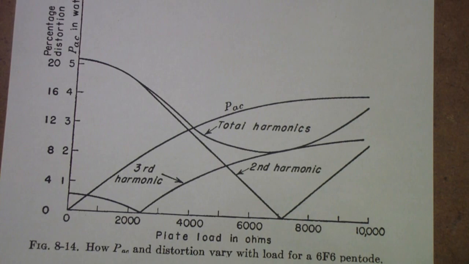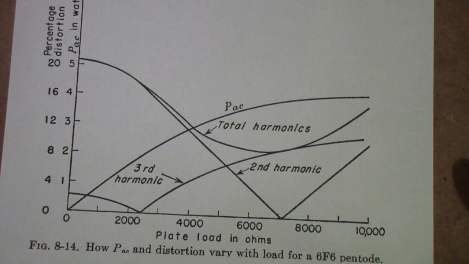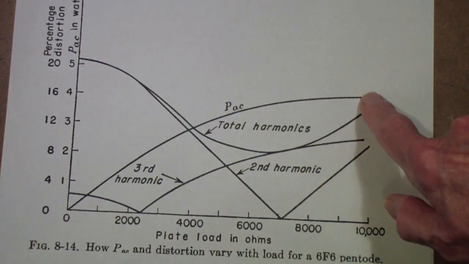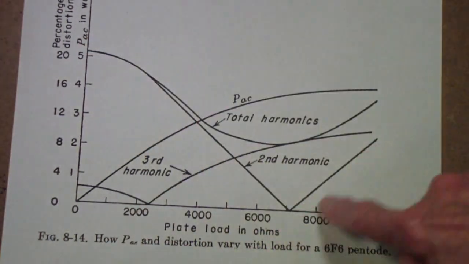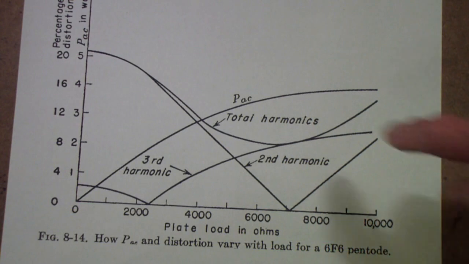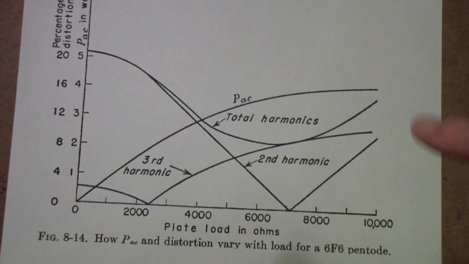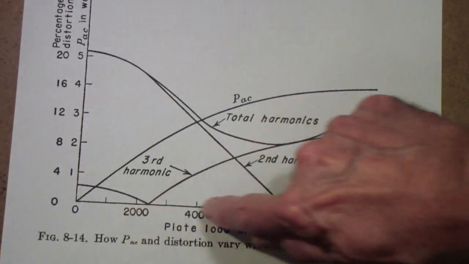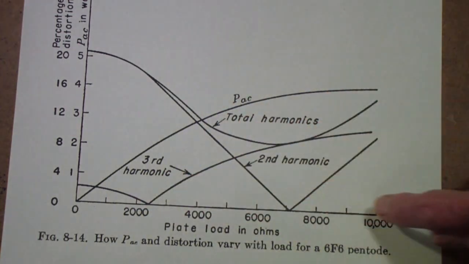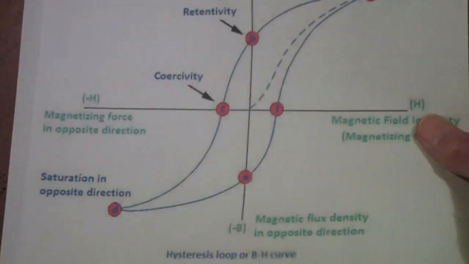By way of further review, we looked at how the power output, the total harmonic distortion, the third harmonic and second harmonic distortion varies. And in this case, this is for a 6F6 pentode. The reason that these sorts of things are important is one of the choices that you need to make is where are you going to operate the tube? Well, at what load impedance are you going to operate the tube?